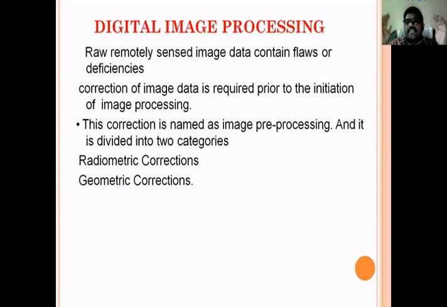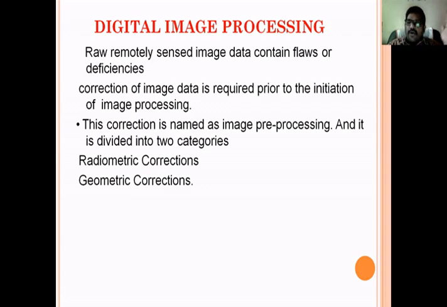That means here the correction is named as image pre-processing, and it is divided into two categories. Before processing, the techniques that we apply to make the image fit for processing is image pre-processing. Making the image fit for processing by applying techniques like what we are going to discuss, we call it image pre-processing.